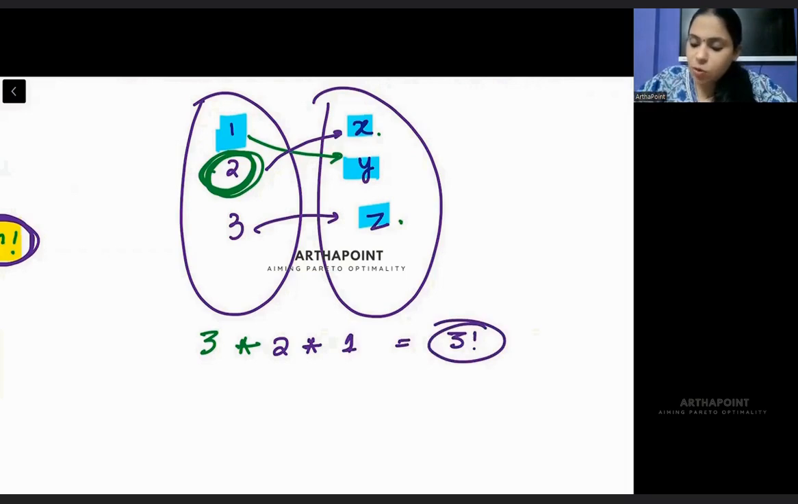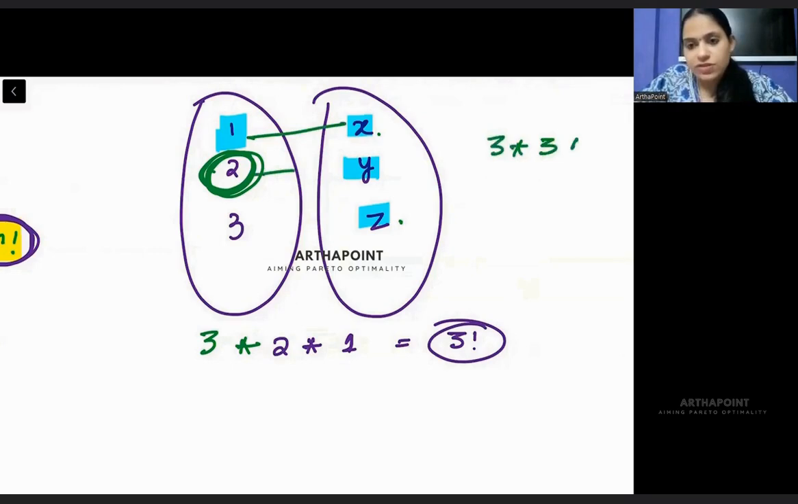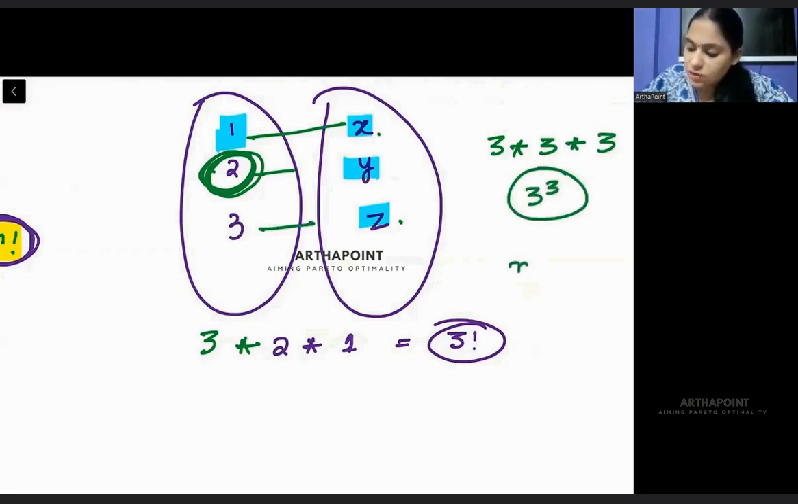Right? But what will be total number of cases, bache? Total will be that 1 can be linked to any of the 3 values. 2 can also be linked to any of the 3 values. And 3 can also be linked to any of the 3 values. So 3 to the power 3. So total cases are always n to the power n. But favorable cases are n factorial.